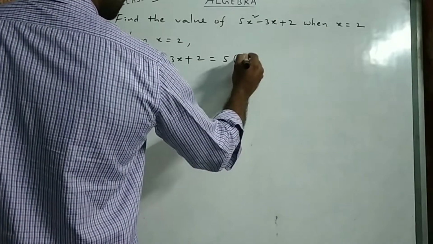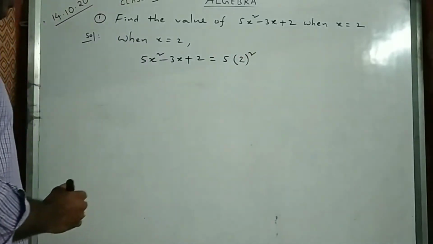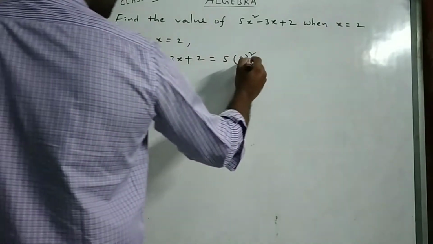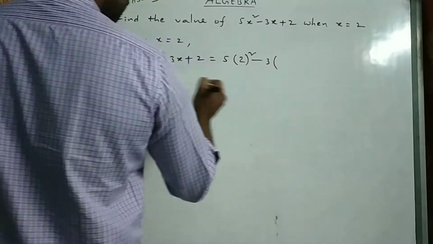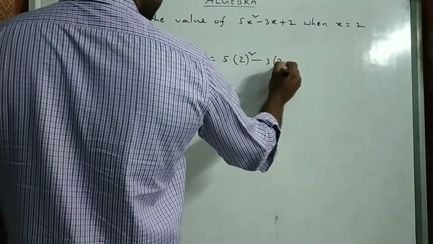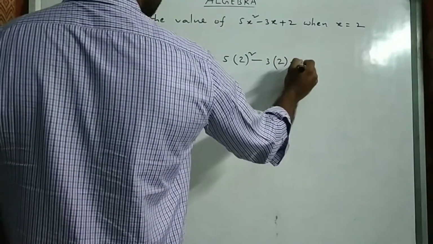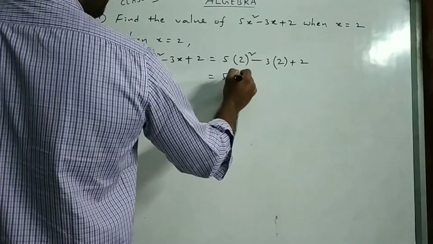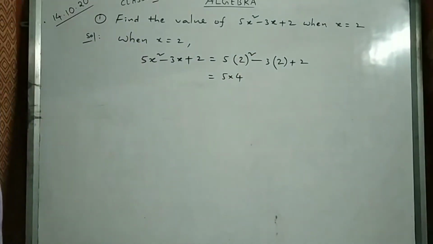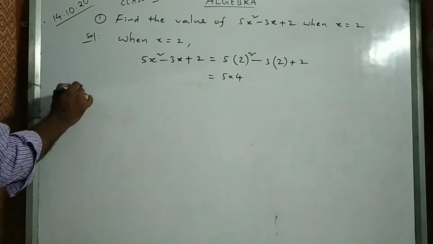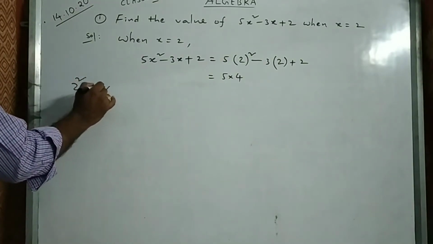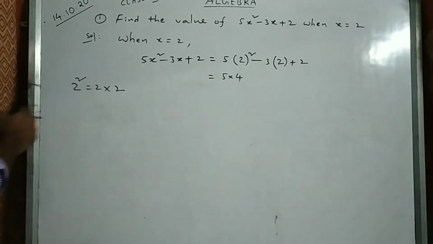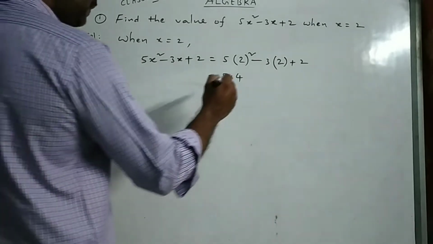2. So 2 square. Since it is x square, we will get 2 square minus 3 into, in the place of x I am keeping 2 plus 2. 5 into 2 square value. 2 square, what does it mean? 2 square means 2 should be multiplied by 2 times. So 2 into 2, that is 4.